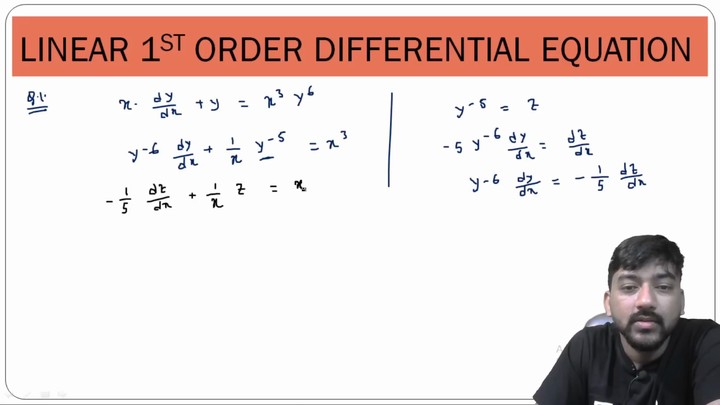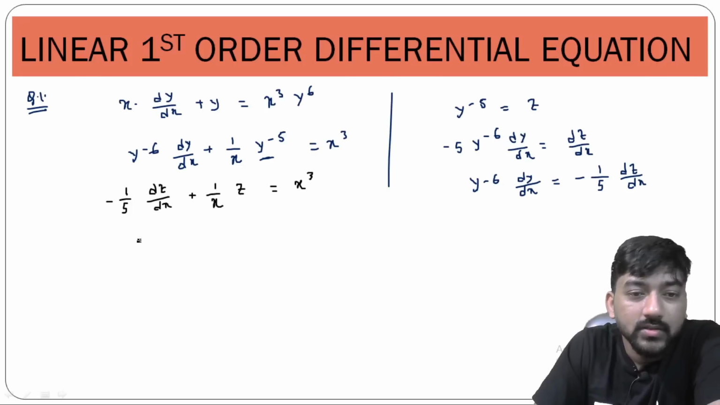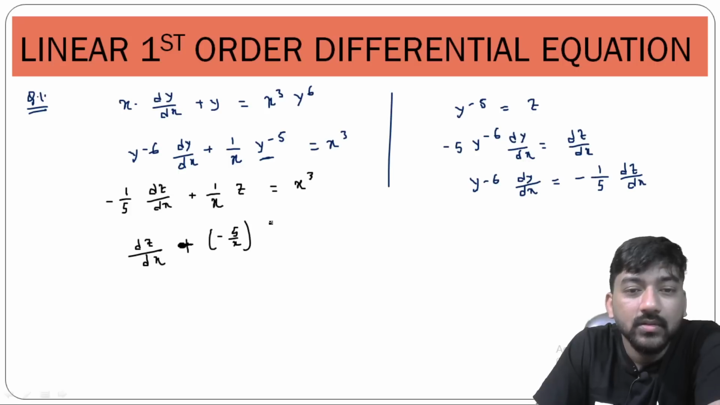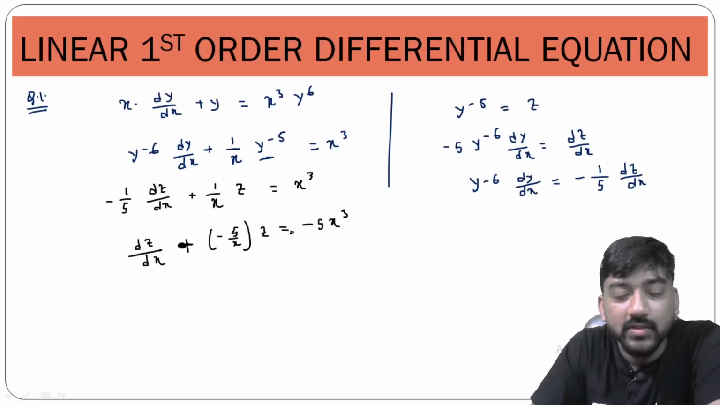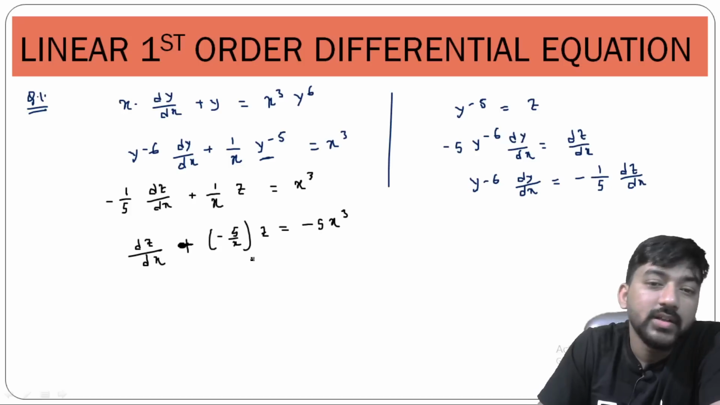equal to x cube. Now if you multiply this equation with minus 5, then you will get dz upon dx minus 5 by x into z equal to minus 5x cube. Now this is the Leibniz form of first order differential equation. So what is the integrating factor?